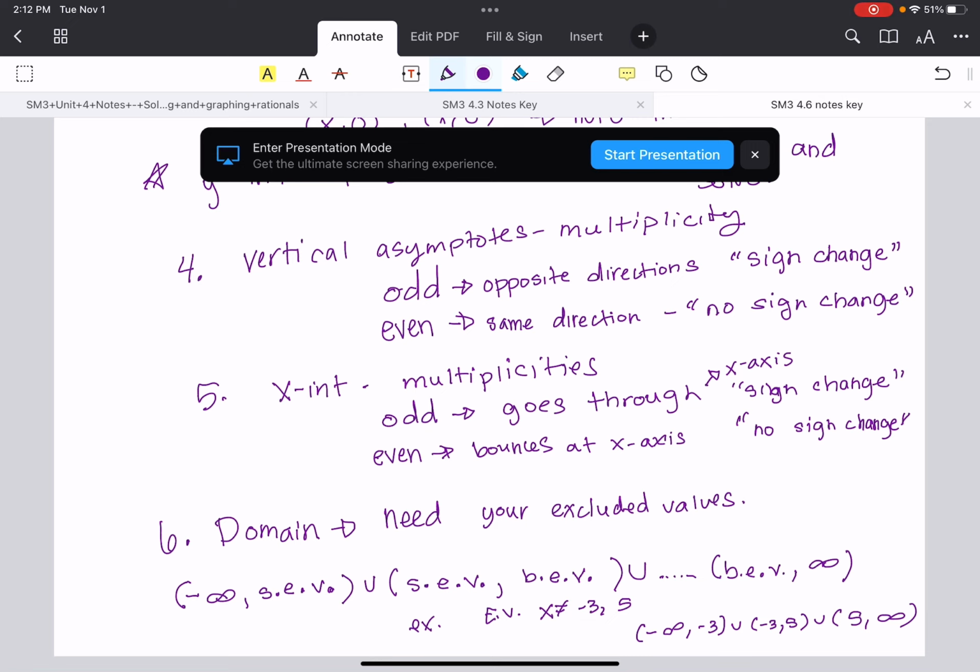Yeah. Is this next homework a review or is it? No, review is next time. Yeah. This is just more graphing with multiplicities. Mm-hmm.